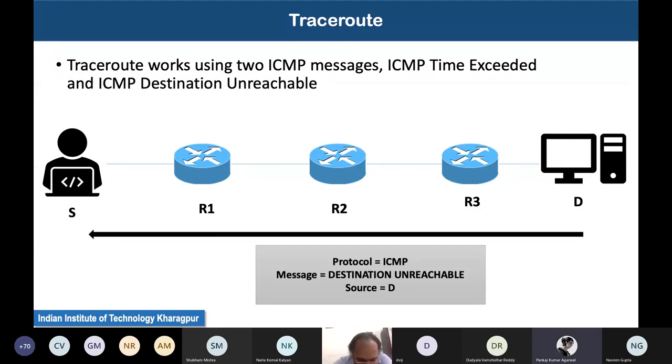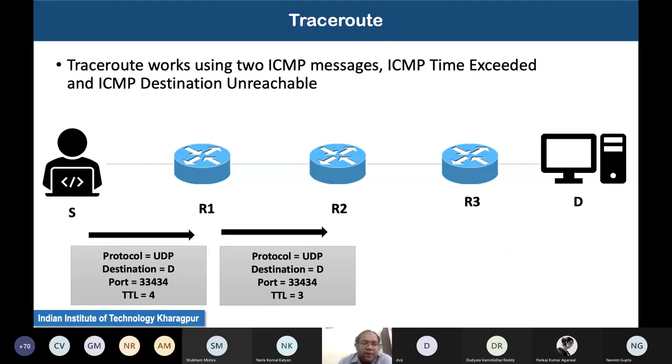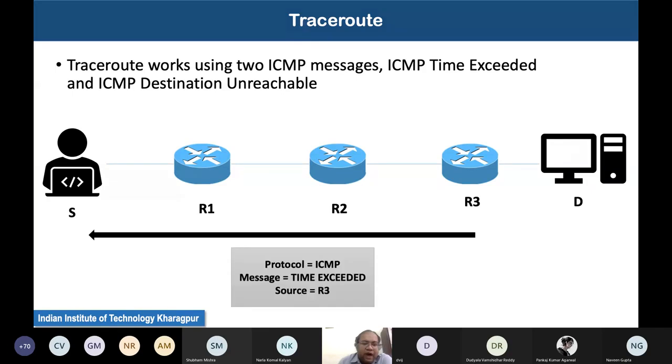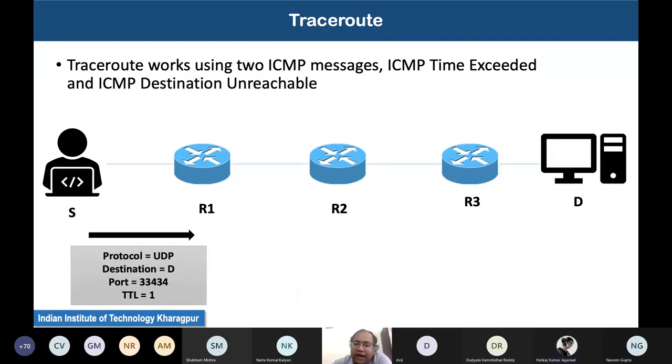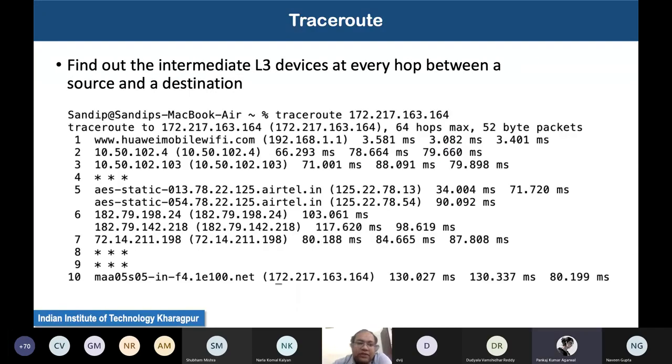Sir, in traceroute we are using UDP. So what happens if a packet is lost or something? Packet lost means you will not get a response. So if you look at the output of the traceroute, you will see that you are getting the stars. So the stars mean something has happened with that packet.